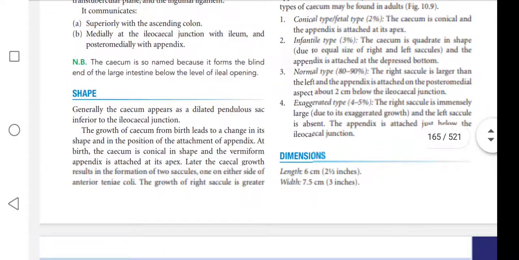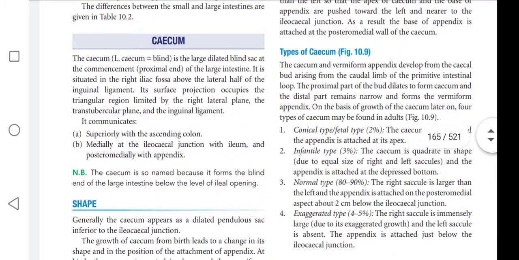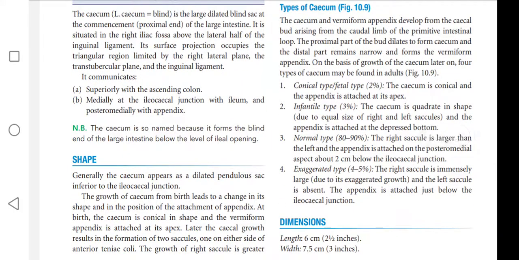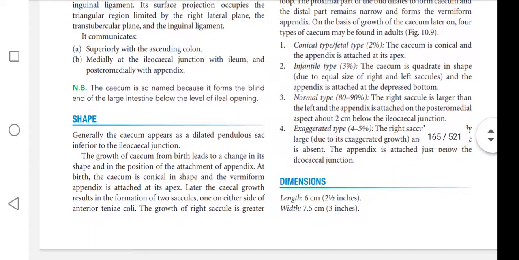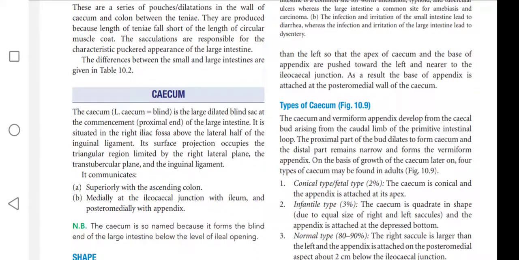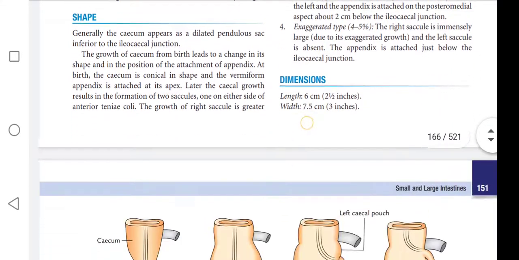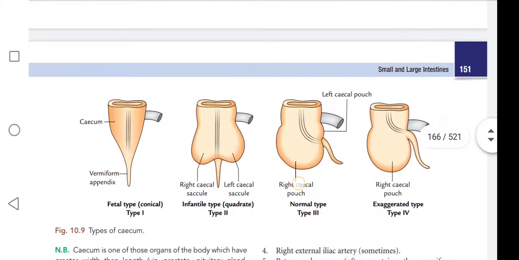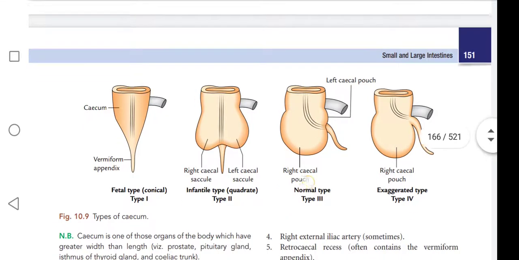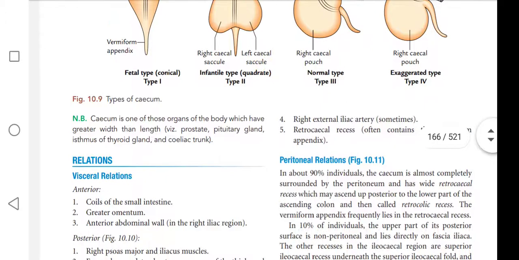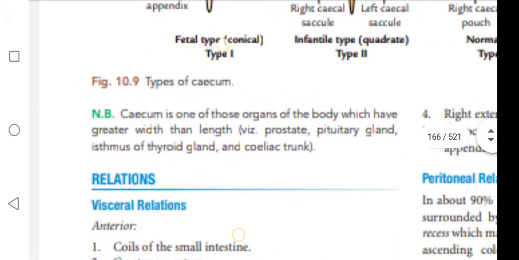In this video we learn about the introduction, shape and types of cecum and dimensions. I already showed you the diagrams of the types of cecum also. We also learn a note here.